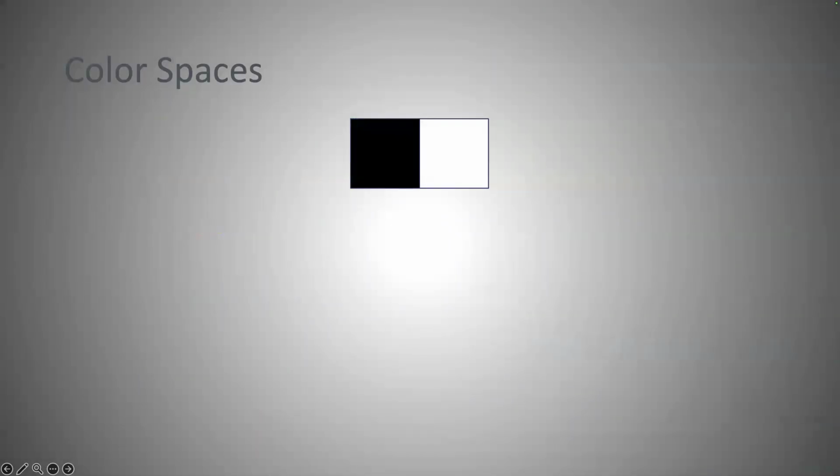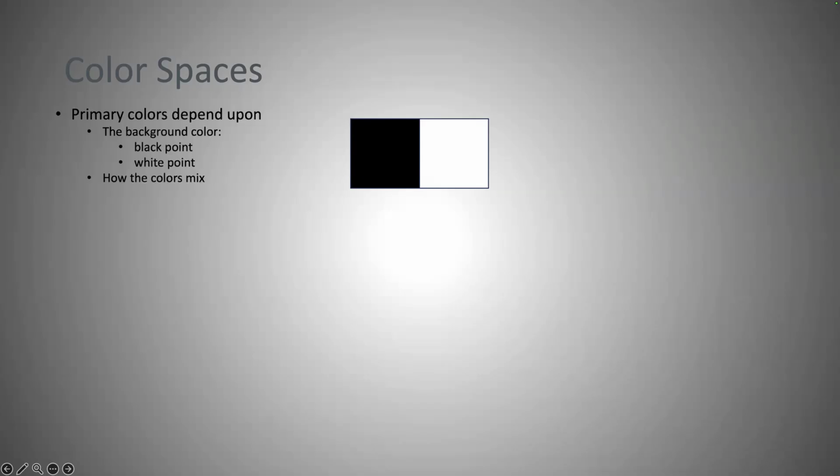Okay. And now to talk about color, we have to start with black and white. Technically, black and white aren't colors. They're called achromats, the absence of color, but we have to start with them. Primary colors depend on the background of the color, either black or white. The pigments utilized change how the colors are mixed.